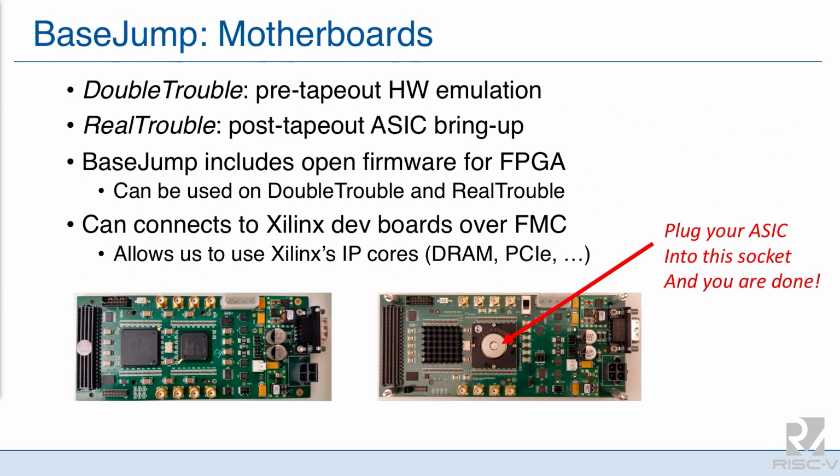Okay, so then here's the boards. We have two boards. There's double treble, which is on the left, that has an FPGA, so you can emulate your design before you tape it out. And on the right, it's the same board design, but instead of the FPGA, you have the socket to put your ASIC in. Again, all of this stuff, we have the designs online, you can just order the components and have it assembled.